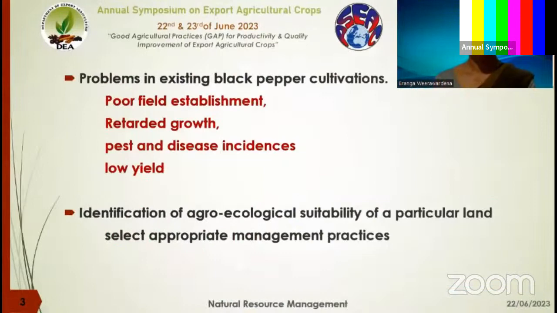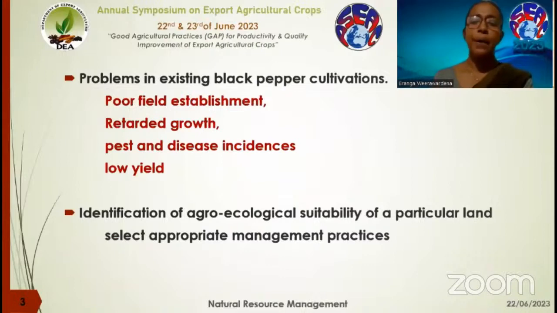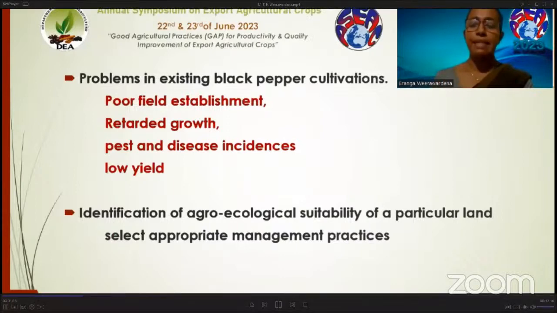If we further discuss it, the problems of existing black pepper cultivations, such as poor field establishment, retarded growth, pest and disease incidences, as well as low yield, highly depend on the agroecology of that particular land. So before starting a black pepper cultivation, we must know well about the agroecology of the particular region. Preliminary identification of agroecological suitability of a particular land will help farmers to select appropriate management practices in order to enhance the growth of black pepper plants as well as the productivity of black pepper cultivation.